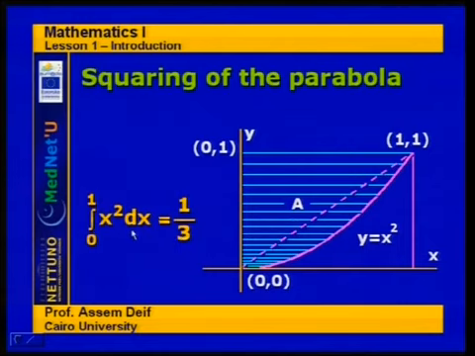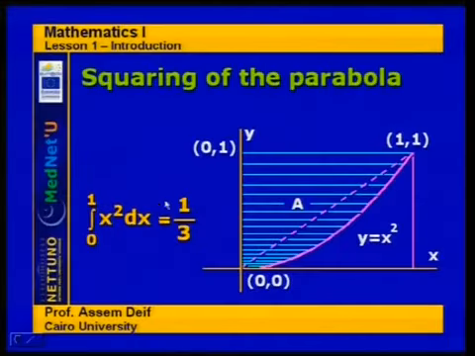in our symbols, of course, this result, which is the integral from 0 to 1 of x squared dx, is equal to 1/3. In fact, this was the first result ever proved in calculus. I mean, this is the first result in calculus, and you witness that it is a result in integration, not differentiation. So in fact, integration was discovered first, then differentiation.